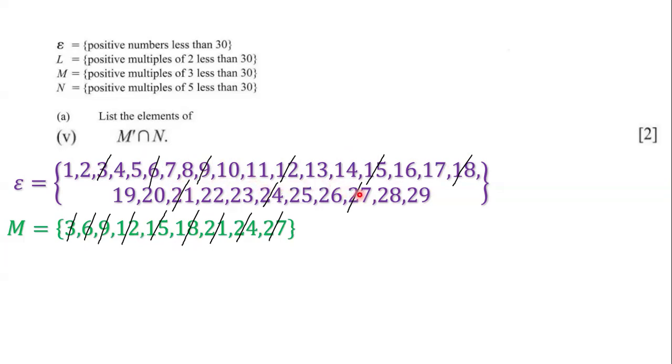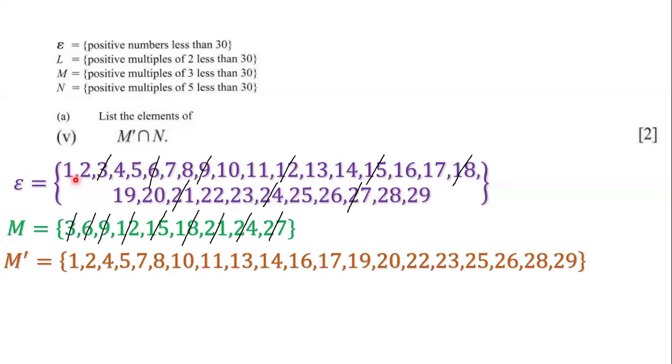So we eliminate all that. So what do we have left? Whatever we have left is M complement. So we have 1, 2, 4, 5, 7, 8, 10, 11, 13, 14, 16, 17, 19, 20, 22, 23, 25, 26, 28, and 29. So these are the elements of M complement.